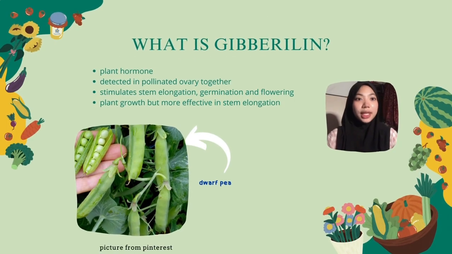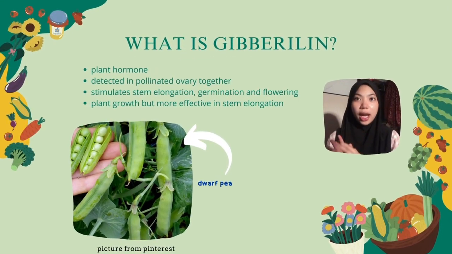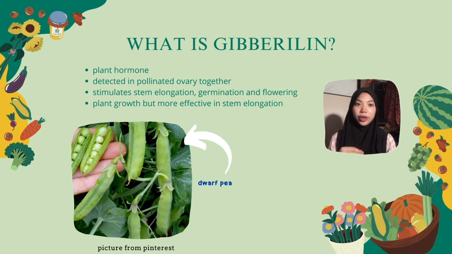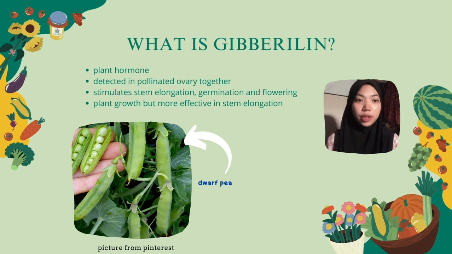Next, what is gibberellin? Gibberellin is a class of plant hormones that play a key role in regulating various growth and developmental processes in plants. These hormones are usually involved in promoting stem elongation, fruit development, flowering, and germination of seeds. Gibberellins are part of a complex network of plant hormones that work together to coordinate different aspects of plant growth and responses to environmental stimuli.